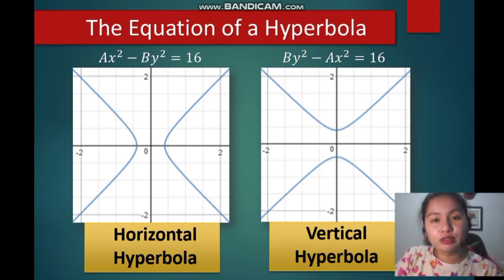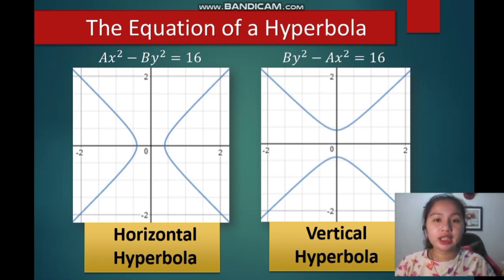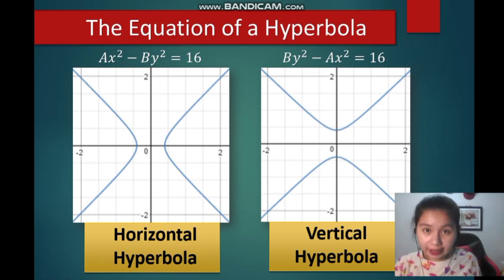Tutorial video. So for today's video, we will discuss hyperbola: the parts of hyperbola and then how to graph hyperbola. So again, when we say hyperbola, a hyperbola is a set of all points in a plane such that the difference of the distances of each point of the set from the two fixed points is constant. The fixed points are called foci.